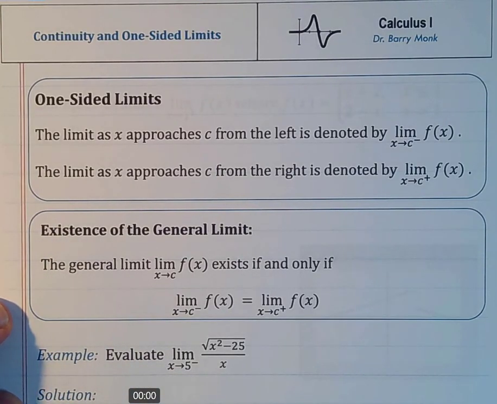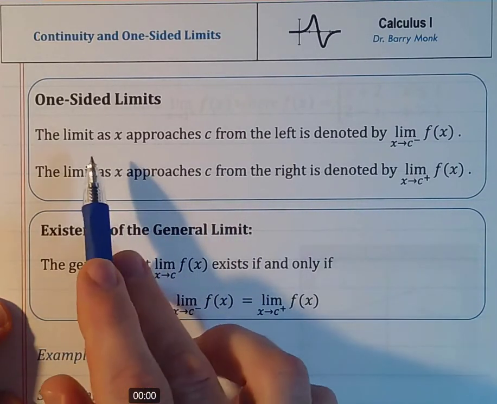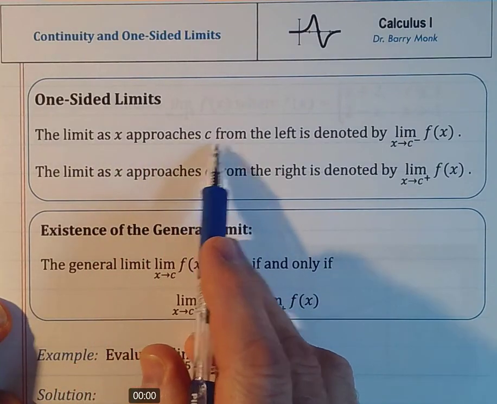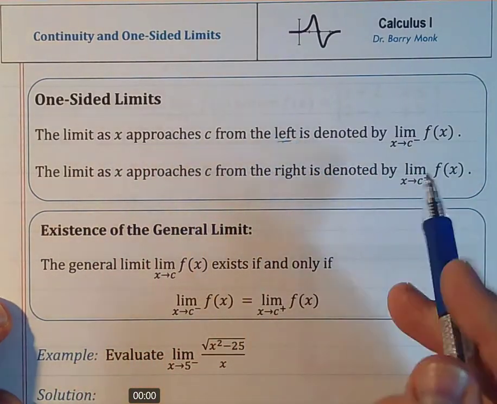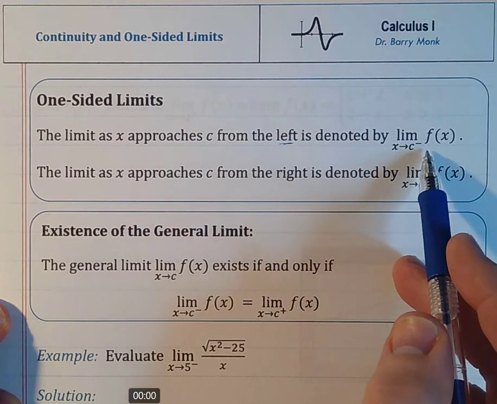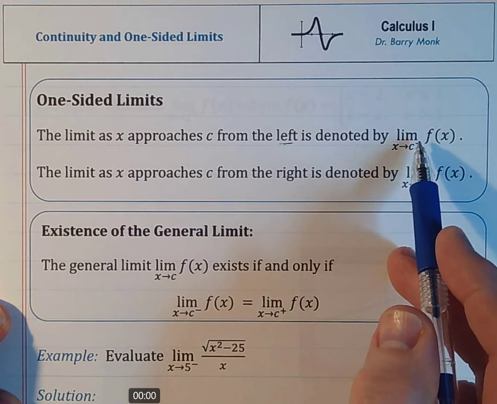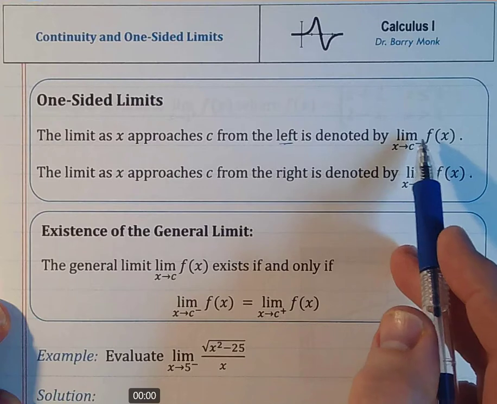In this lesson, we're going to talk about continuity and one-sided limits. For the one-sided limits, we say that the limit as x approaches c from the left is denoted by x approaches c with a little negative sign right here. And so this is how we denote approaching c from the left.